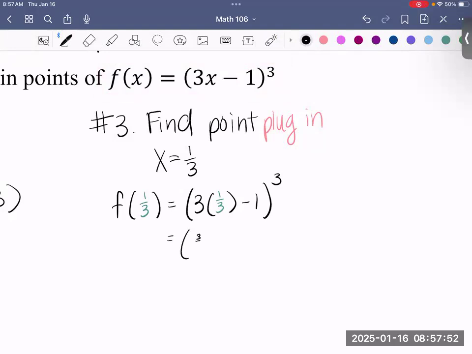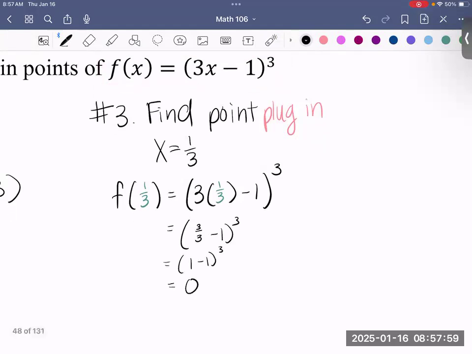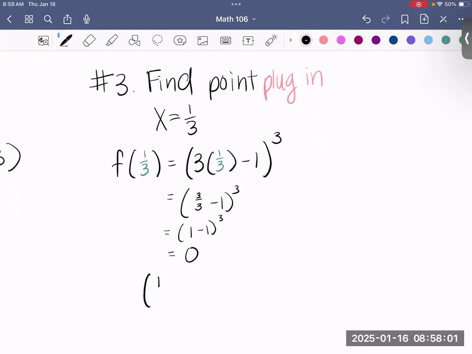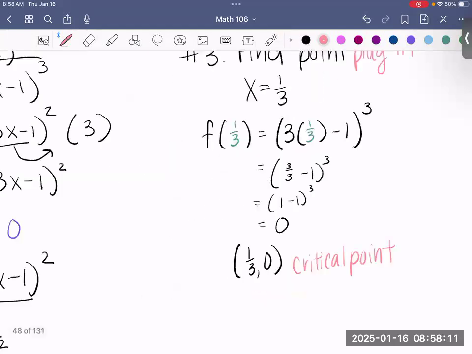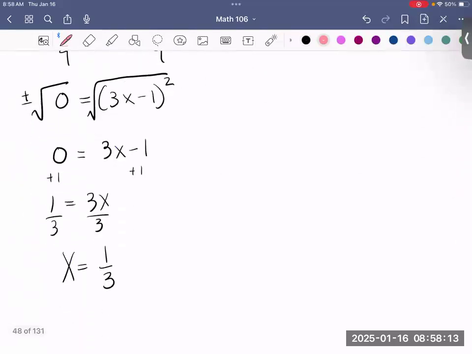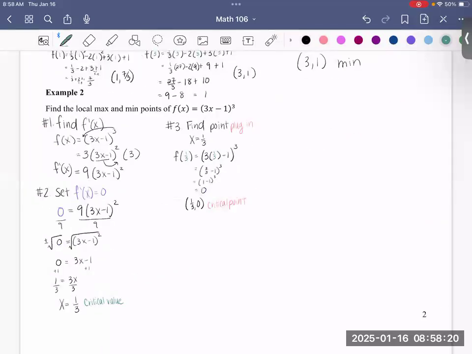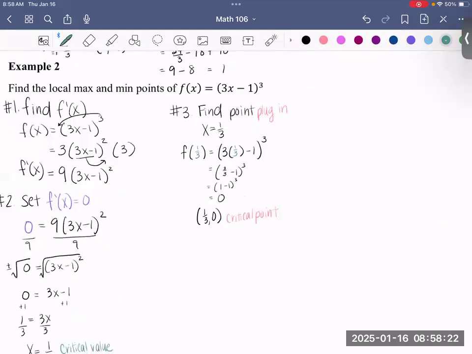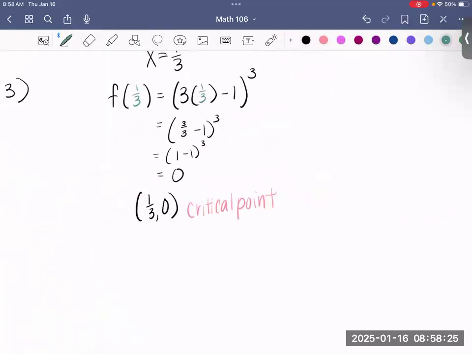We have 3 over 3, which is just 1. 1 minus 1 cubed is equal to 0. So we have the coordinate (1/3, 0). This is your critical point. It started off as a critical value, and now paired with your point, we now have your full coordinate.